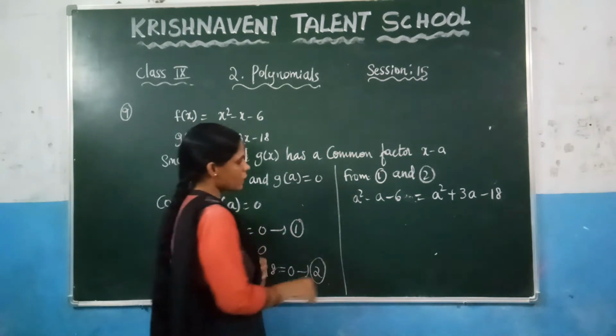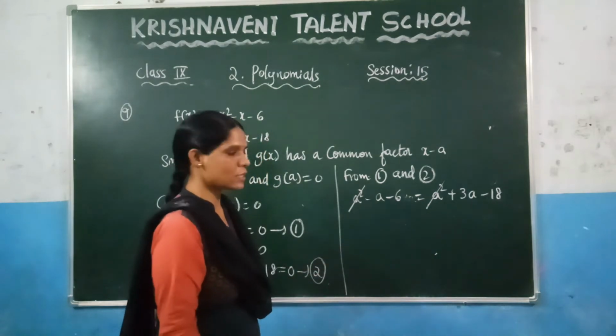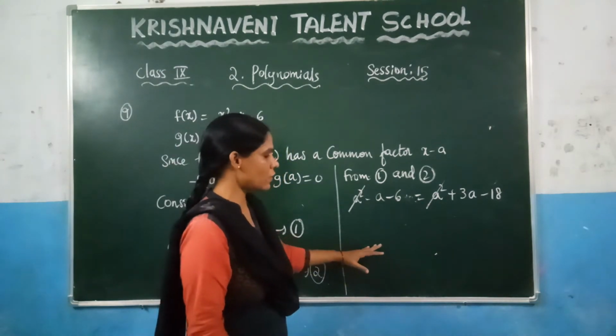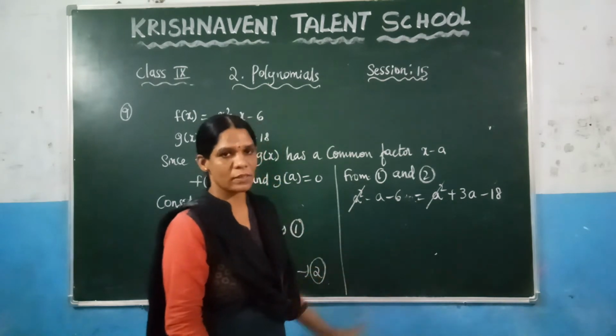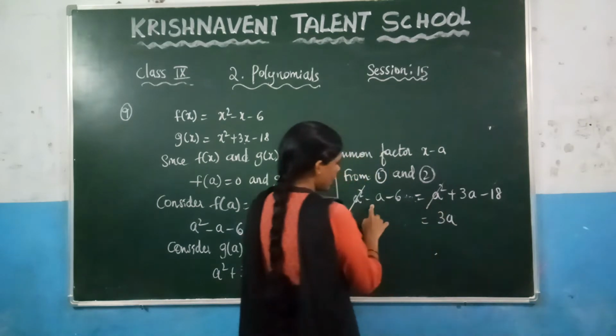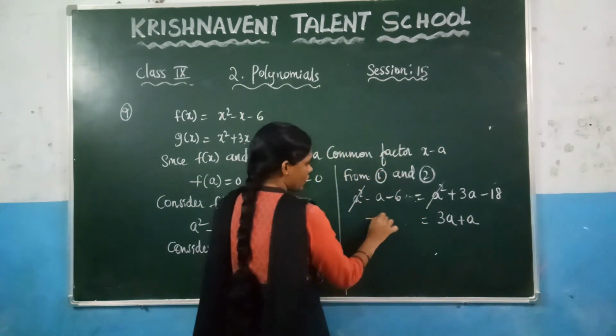You can observe that here a squared and a squared will get cancelled because both the signs are same. Now you need to find the value of a. Take all the variables to one side and all the numbers to the other side. So write it here 3a. If you take minus a to this side, it will become plus a. And what is the number which is left out here? Minus 6.